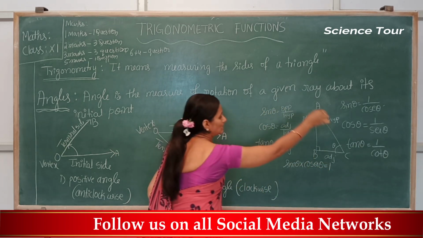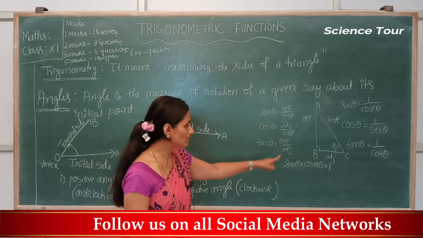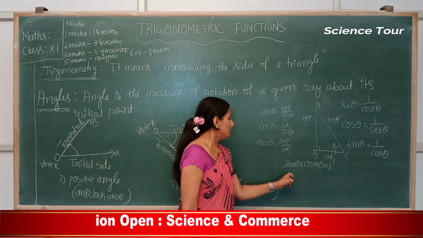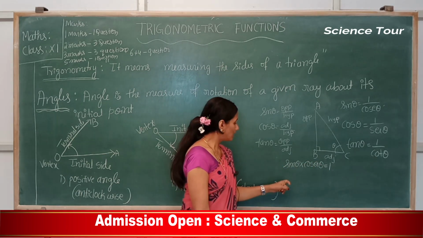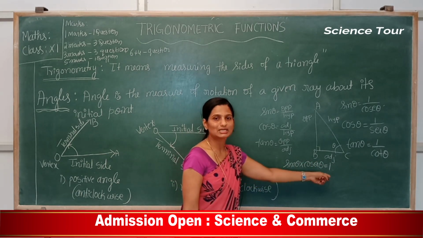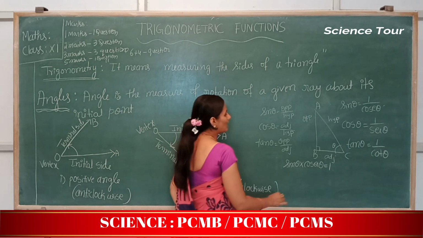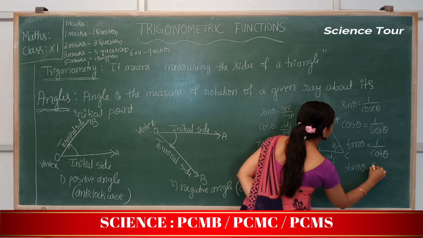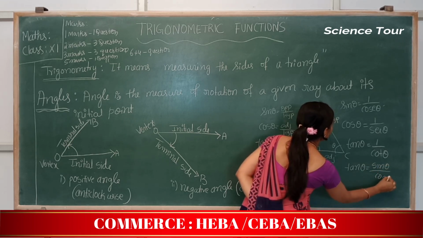You studied these things in your 10th class. That is, sin theta into cosecant theta is 1. Similarly, secant theta into cos theta is 1. Tan theta into cot theta is 1. And next, tan theta can be written as sin theta divided by cos theta. Is it right?